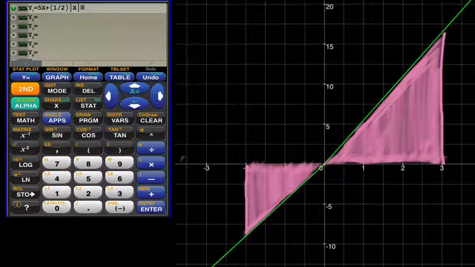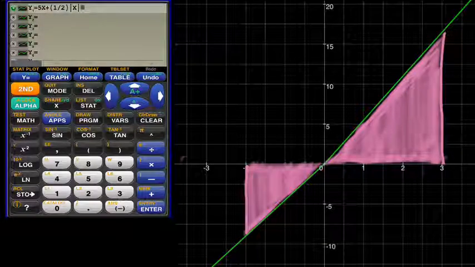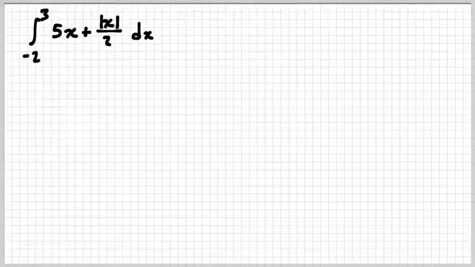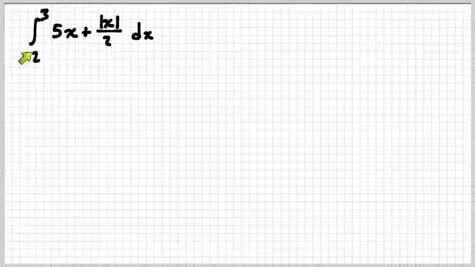But how does this look using geometry? How would you solve this? This is a definite integral because there's a -2 and a 3 on the integral sign right here. Now this is an elongated S, and to make a long story short, the S just stands for the sum of the area underneath the curve, or the sum of the area between the curve and the x-axis.